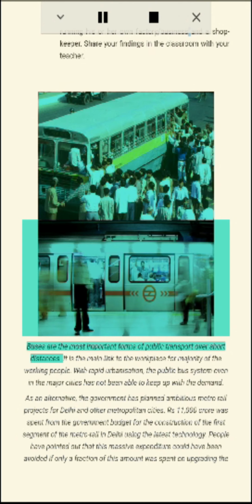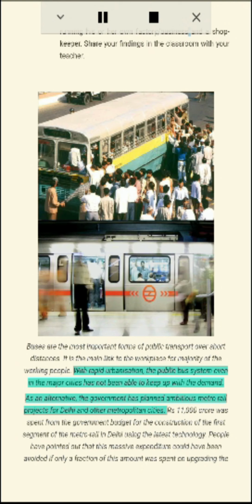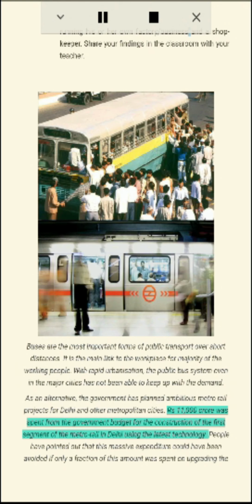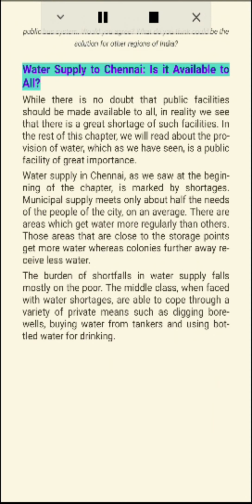Buses are the most important forms of public transport over short distances. It is the main link to the workplace for the majority of the working people. With rapid urbanization, the public bus system even in the major cities has not been able to keep up with the demand. As an alternative, the government has planned ambitious metro rail projects for Delhi and other metropolitan cities. 11,000 crore rupees was spent from the government budget for the construction of the first segment of the metro rail in Delhi using the latest technology. People have pointed out that this massive expenditure could have been avoided if only a fraction of this amount was spent on upgrading the public bus system. Would you agree? What do you think could be the solution for other regions of India?